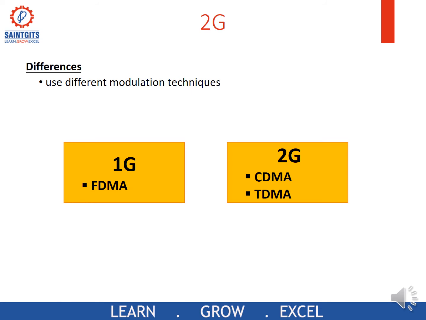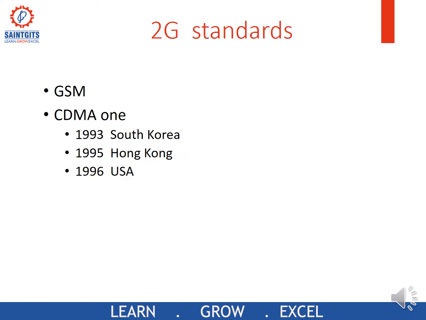CDMA allows 64 calls per channel in the 800 MHz band. That's the advantage. It allows more calls simultaneously. These are the different 2G standards: GSM, which is used all over the world, and CDMA 1, which is used in South Korea, Hong Kong and USA.